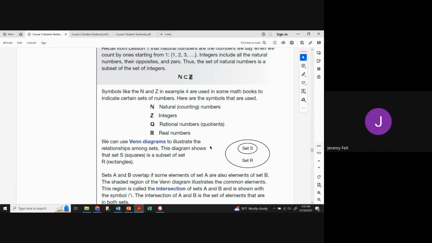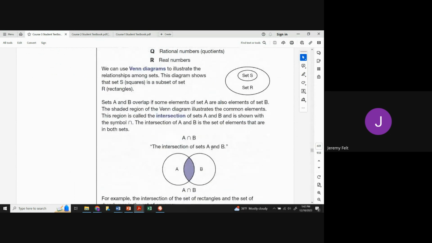So in a Venn diagram, if something's a subset, it's inside. We can also have an intersection, where A, and I just remember this by N, intersection, so A and B, the intersection of A and B.